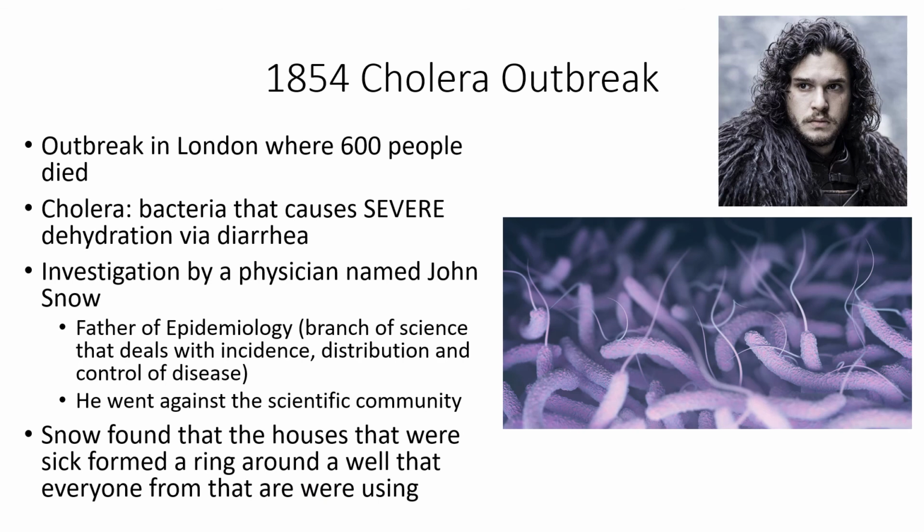All right, moving into one of my favorite examples of a condition that affects the digestive system and can cause death, as well as a very interesting part of our history as humans. In 1854, in London, 600 people died due to an outbreak of this illness called cholera. Cholera itself is a bacteria that causes severe dehydration via diarrhea.